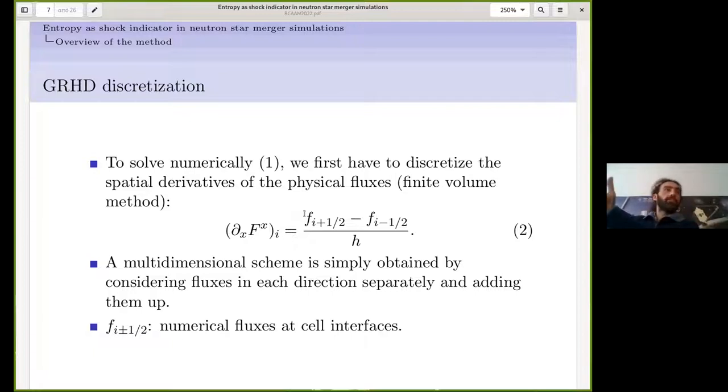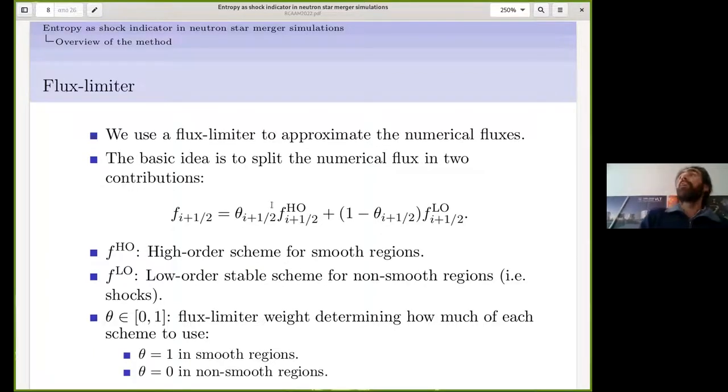So we have discretized our derivatives, and now the next step is how we're going to approximate these numerical fluxes. We're going to use the flux-limiter approach. In the flux-limiter approach, the idea is that we split these numerical fluxes in two parts. The first part is composed of a so-called higher order numerical flux, and the second part is composed of a lower order numerical flux. And what's the idea of a flux limiter? As I showed before, when this wave is moving, we have smooth regions where we don't have any shocks developing.